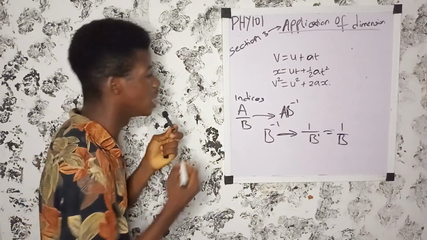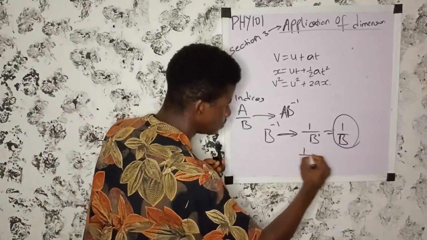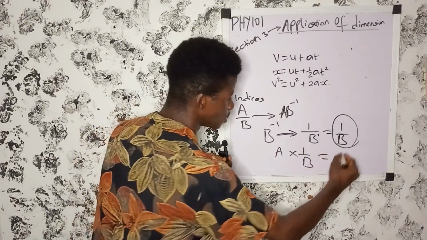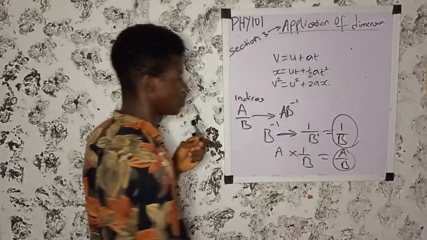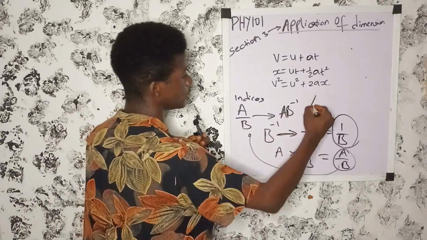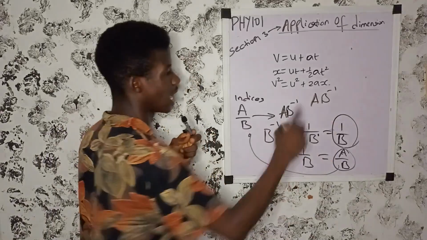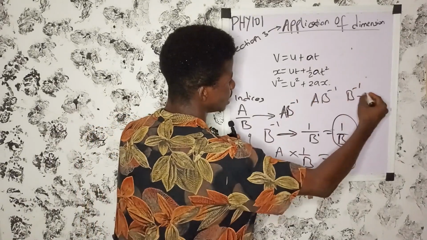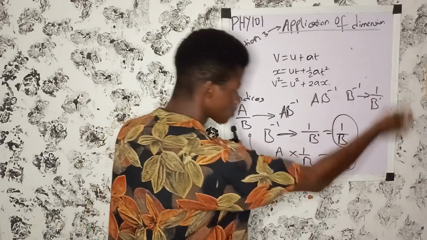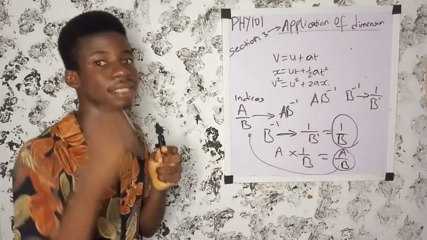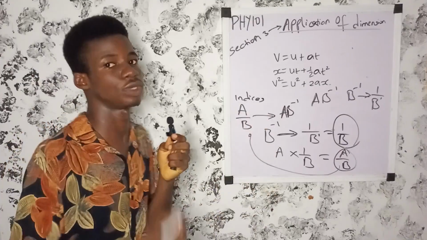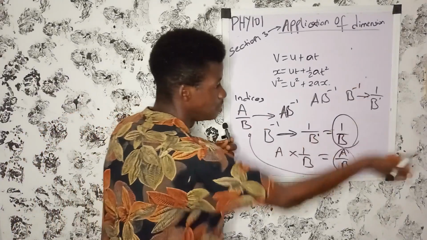So b raised to power minus 1 is the same thing as 1 over b. If you multiply a by 1 over b, you have a over b. You have it back. So this tells you that a over b is the same thing as a times b raised to power minus 1, as b raised to power minus 1 is the same thing as 1 over b to the power 1, which is just 1 over b.